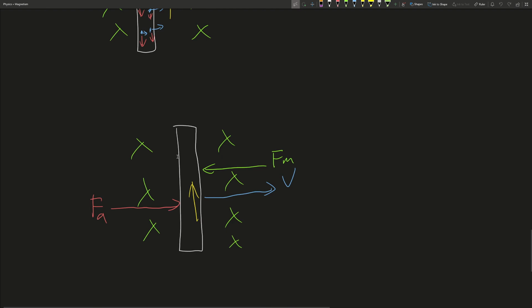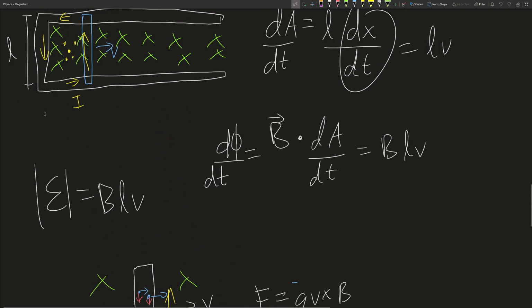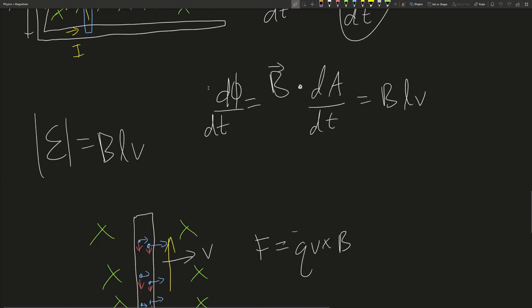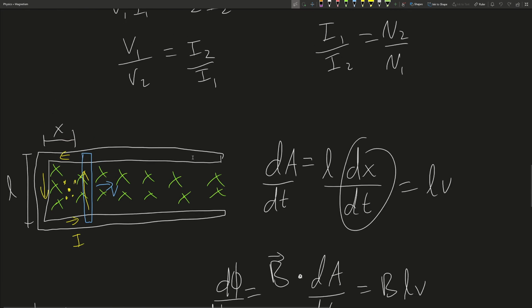Okay, so that is motional EMF. Remember, the magnitude of the induced EMF is going to be BLV, and then there are various ways here you can see of finding the direction in which the current moves.